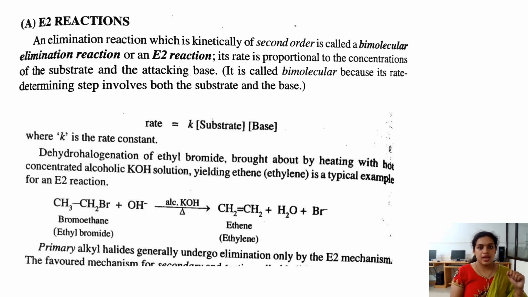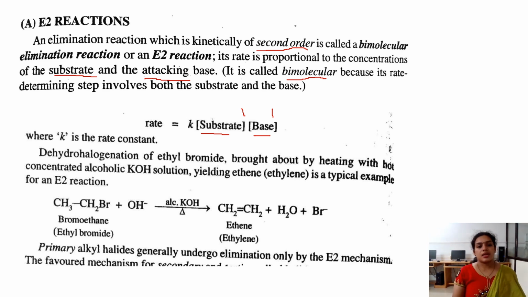In the case of the E2 reaction, it's of second order, which we have already seen in substitution reactions. It is a second order reaction, which means that in the rate equation both the substrate and the base are present, and the order is 1 + 1 = 2. The rate is proportional to the concentration of both the substrate and the attacking base.